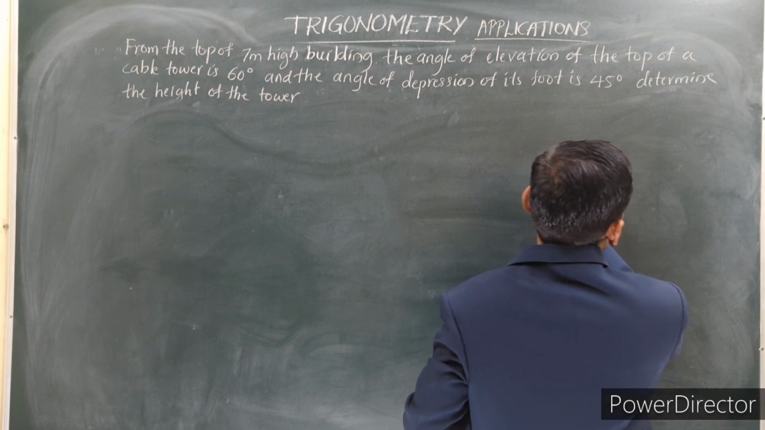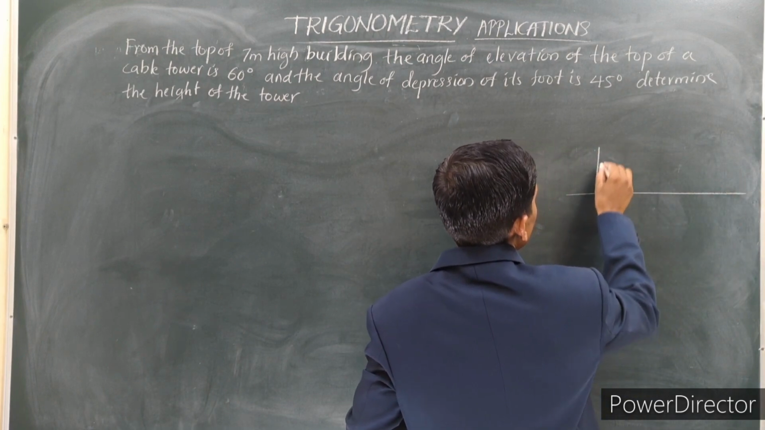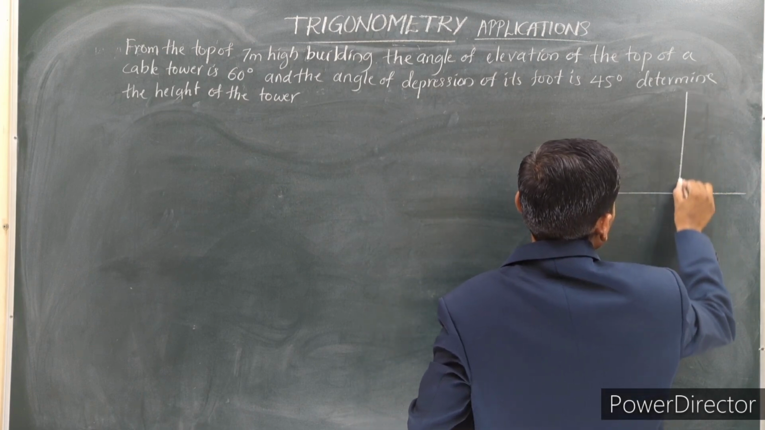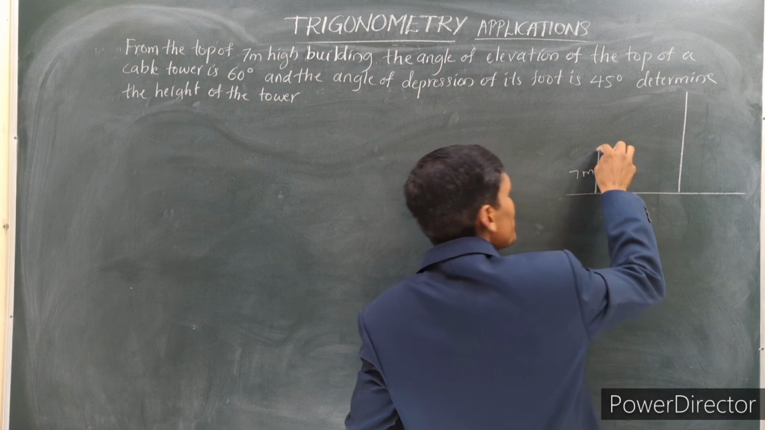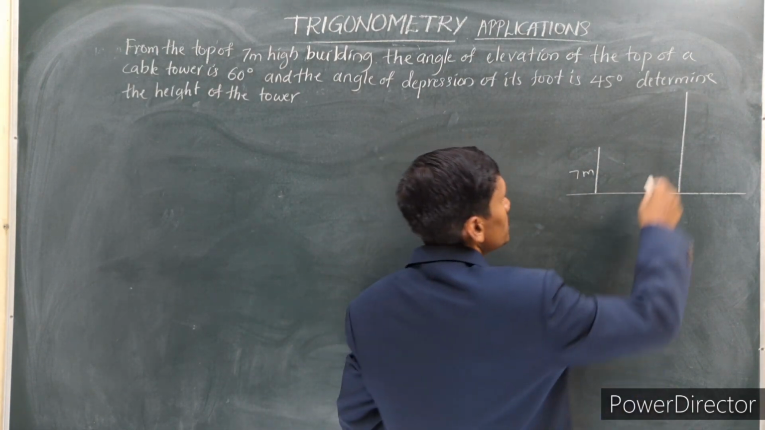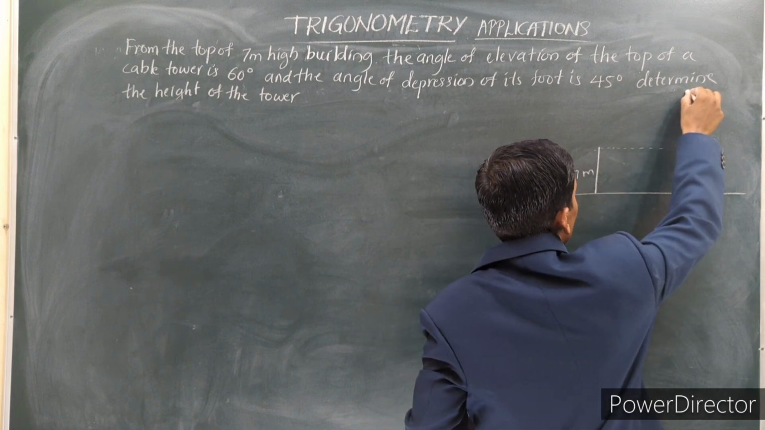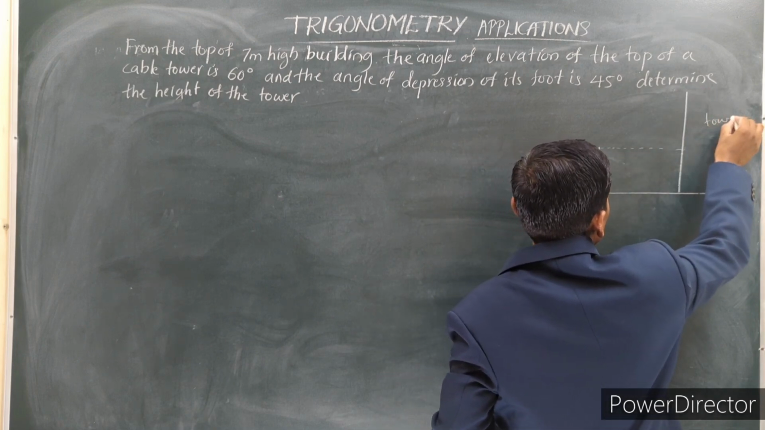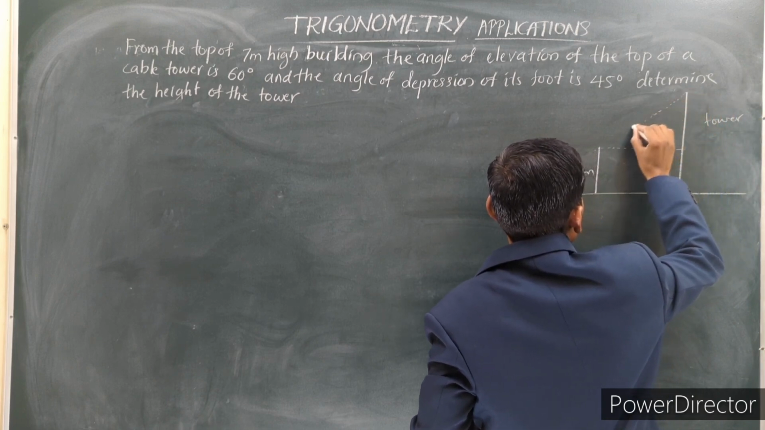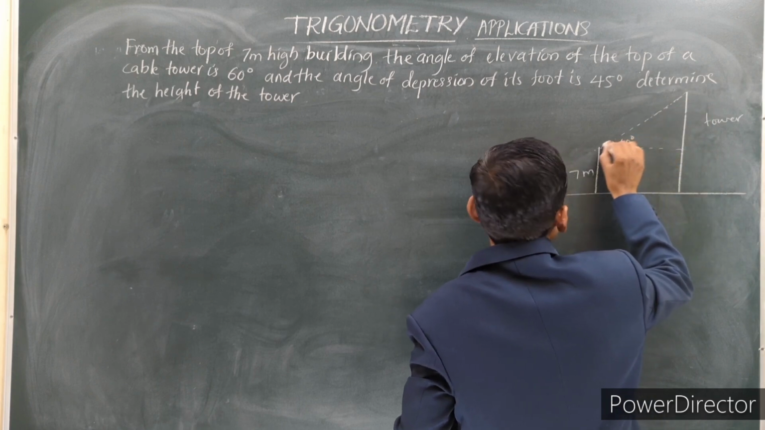Means first you need to show a building, ground. Here, this is the 7-meter building. Here cable tower you show. From the top of this building, the angle of elevation of the top of the tower they are saying. Here, this you need to show horizontal. This is the top of the tower, and this is the total tower. Okay, the top of the tower you consider from here. What happens, you see here, what is the angle? This angle of elevation is 60 degree they are saying, right?